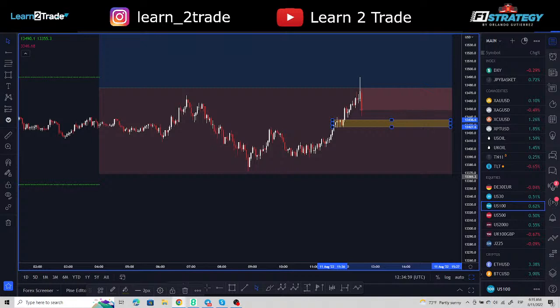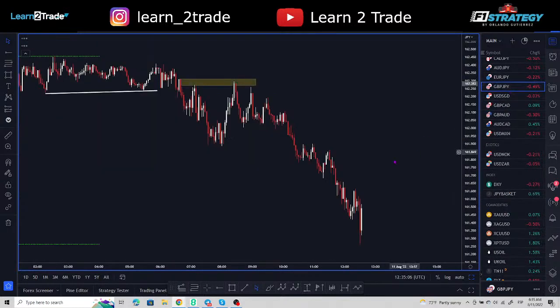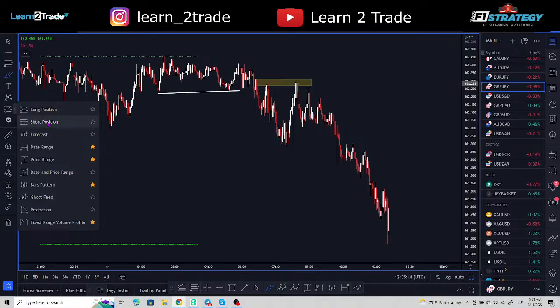All right, so what are you guys looking at? Well, we already made money on the pound yen. Let's have a look at the pound yen. The pound yen was a little bit sketchy. I had an entry here on the pound yen. Let me show you this actually.